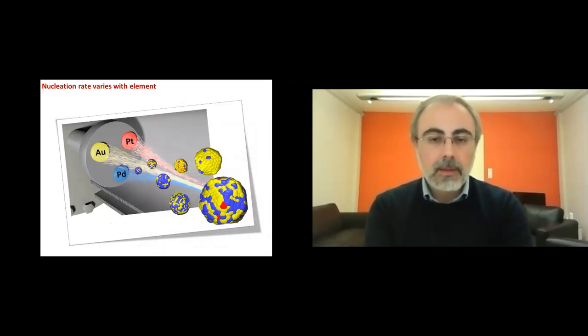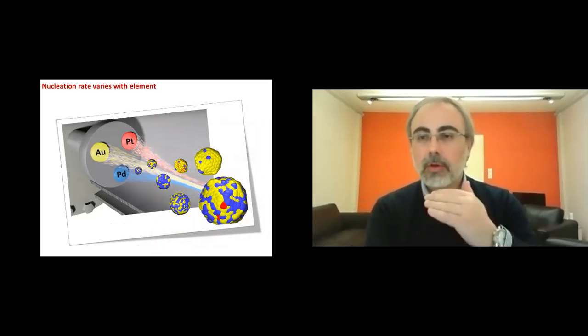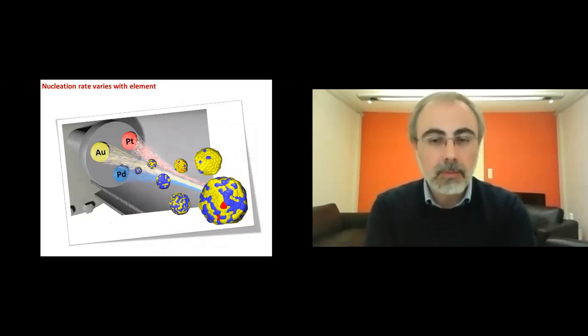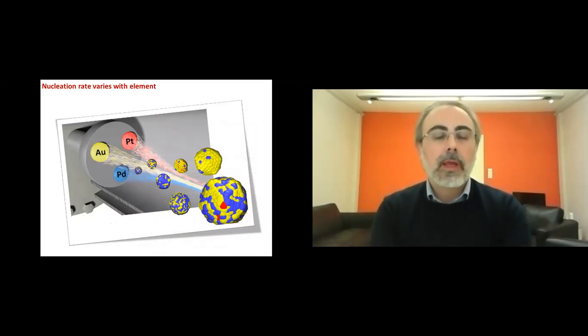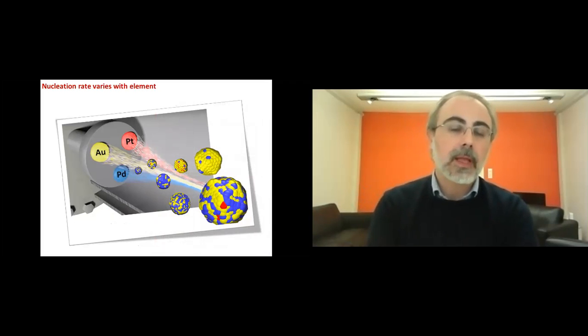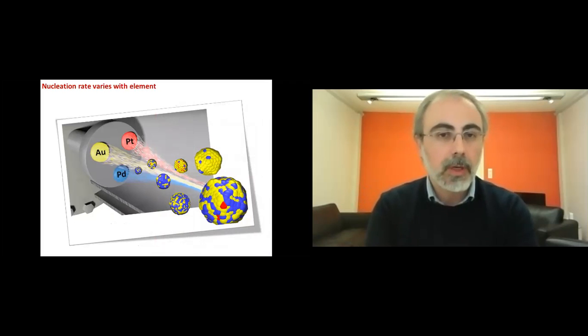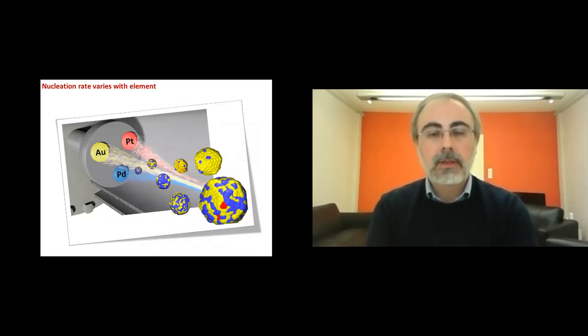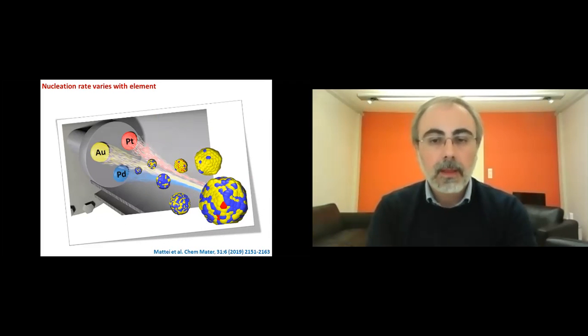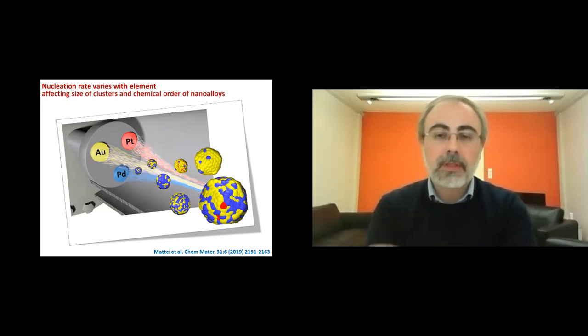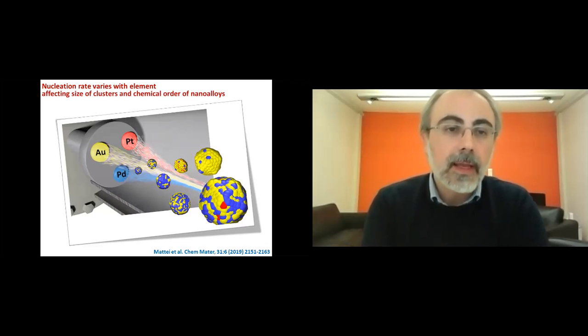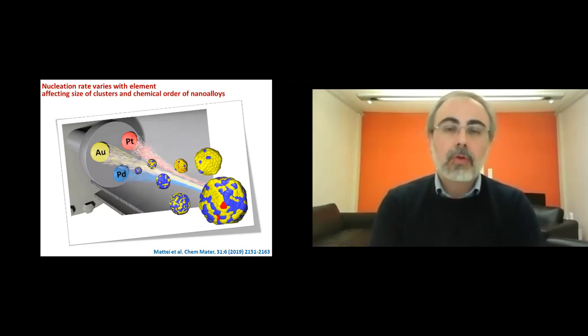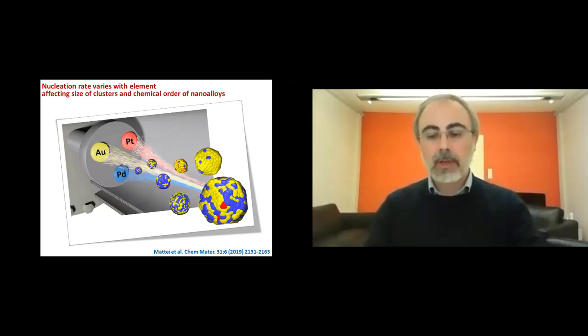Now, using this main setup, we wanted to go one step further and make our model a little bit more sophisticated. So we simulated and also did experiments on the growth of trimetallic gold, platinum, palladium nanoparticles. And the main result we found in this study is that the nucleation rate varies with element. Because of this, the nucleation rate can affect the size of the clusters and also the chemical order of the nanoalloys.